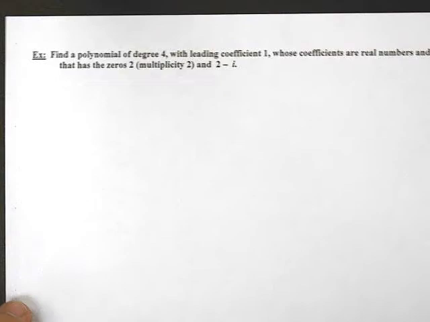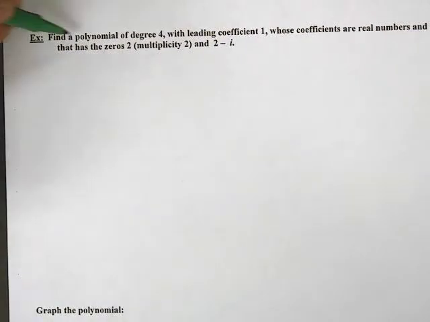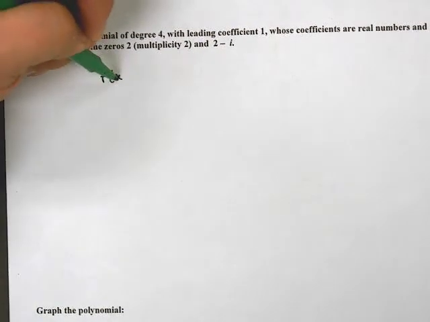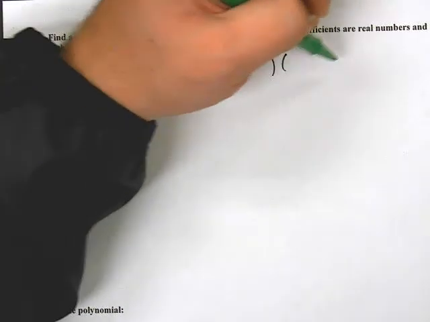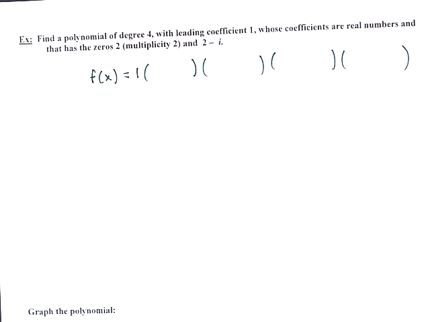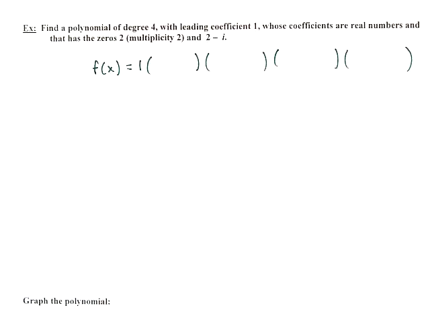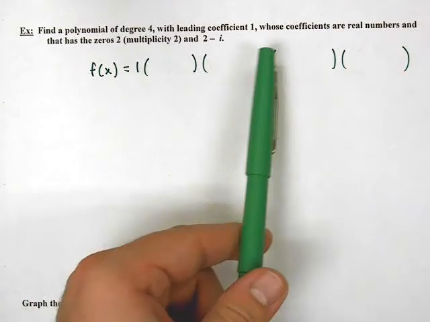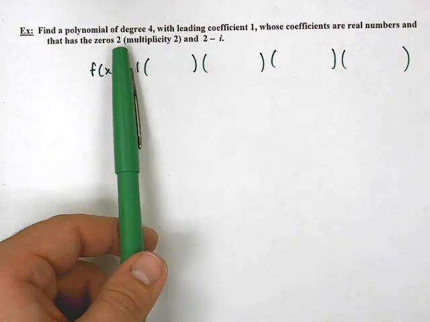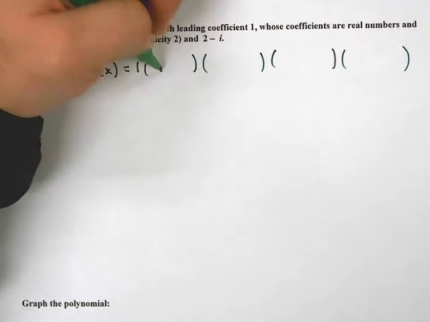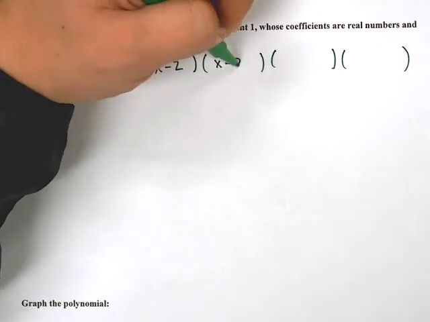One more, and then we are done. Let's check this one out. I think it's going to be really similar to the one before. So if we look at this, still polynomial of degree 4, leading coefficient of 1, so 1, 2, 3, 4 sets of parentheses. It's a good start. Now let's take a look at what we have. Whose coefficients are real numbers and have zeros? 2, multiplicity of 2, so I can say x minus 2, x minus 2.